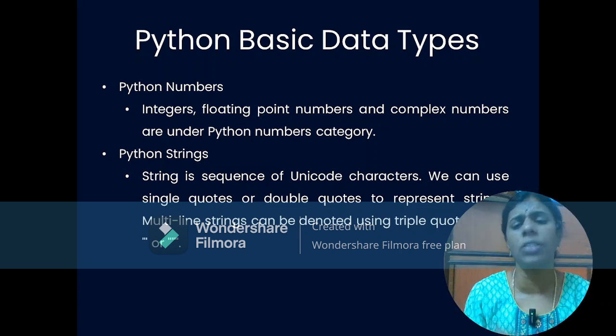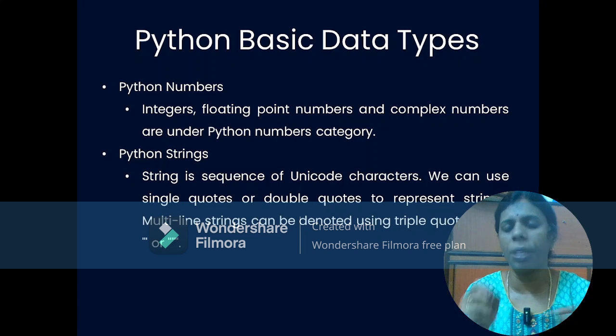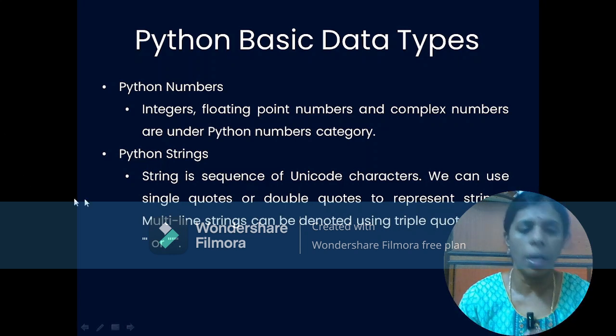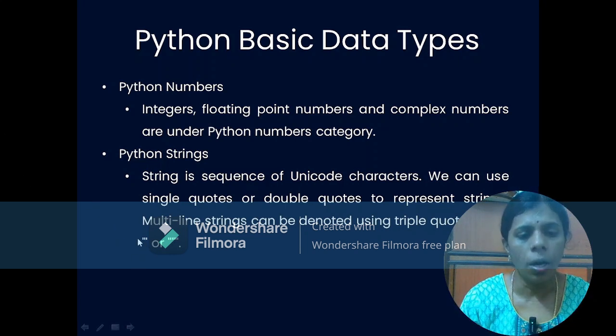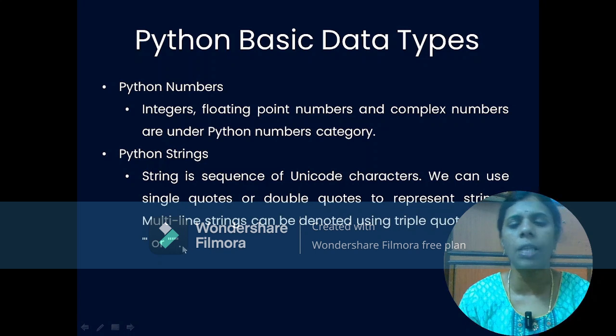Multi-line strings can be denoted by using triple quotes, either triple single quotes or triple double quotes. So this is the representation of multi-line strings. So these are the basic data types.